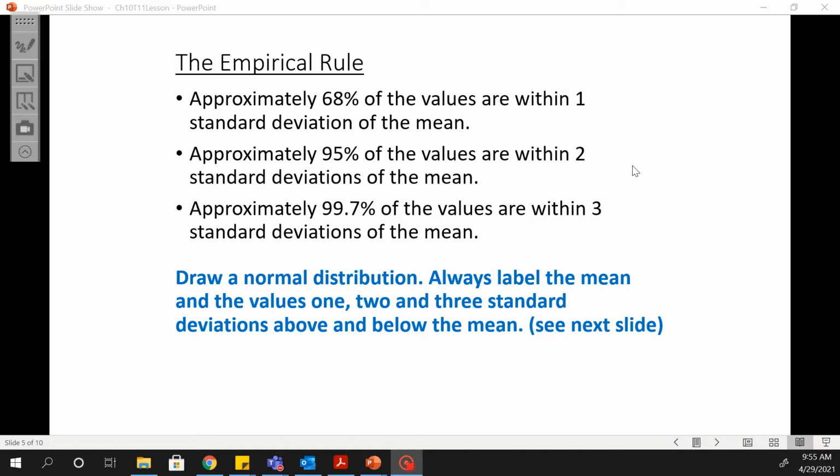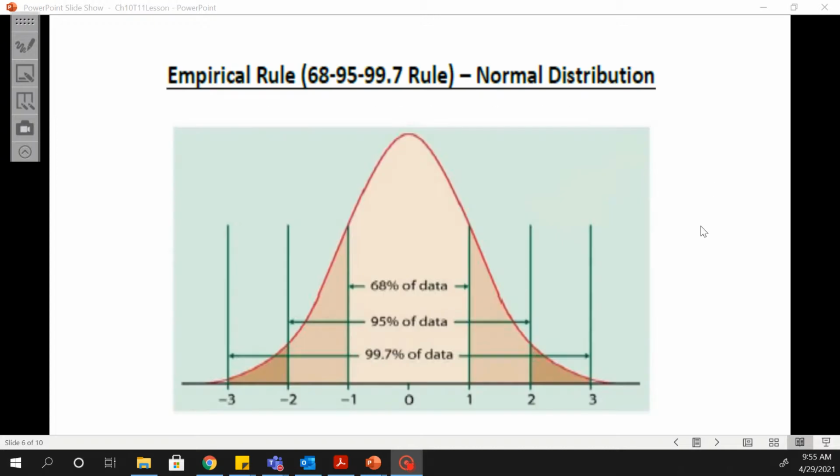This can help us calculate, as long as the data is normally distributed, where most of the data lies. Okay, so as long as we have the mean and the standard deviation, then we can construct a curve and we can recognize where most of the data is. So let me show you how we can construct a normal distribution curve.